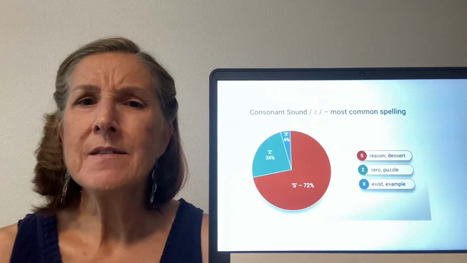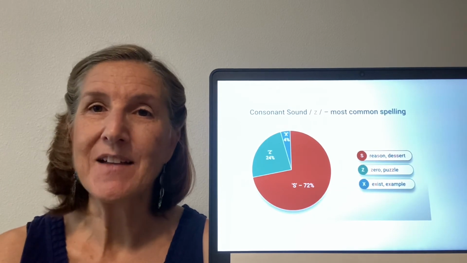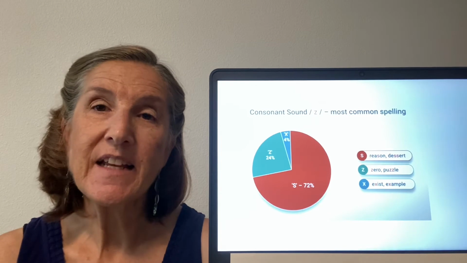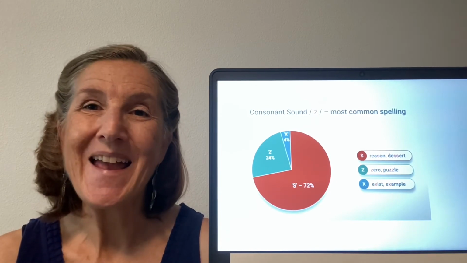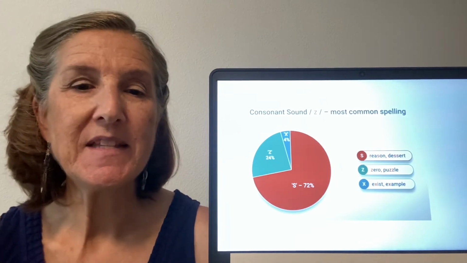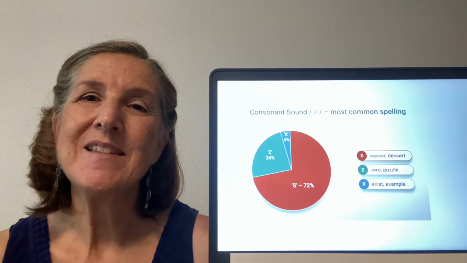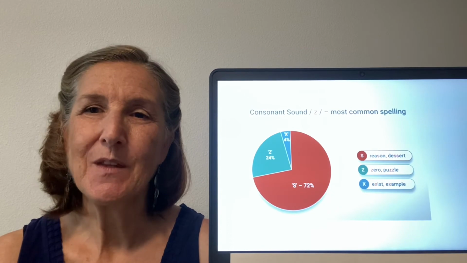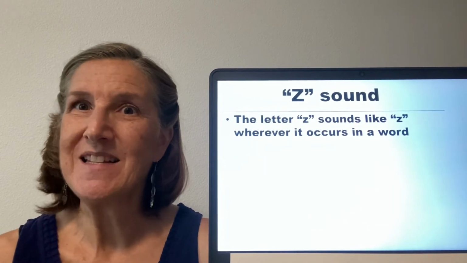So this Z sound can be formed by three different letters, the X, the Z, and the S. And interestingly enough, it is more often formed by an S than it is by a Z. We see that in 72% of the times, that Z sound is from a letter S. So how do we know when to make a Z sound?